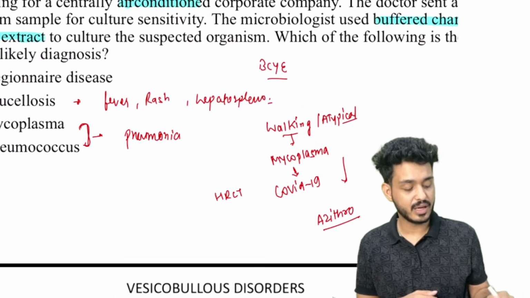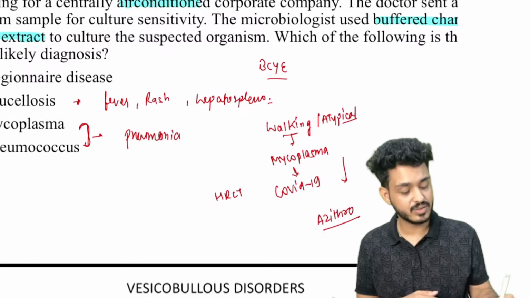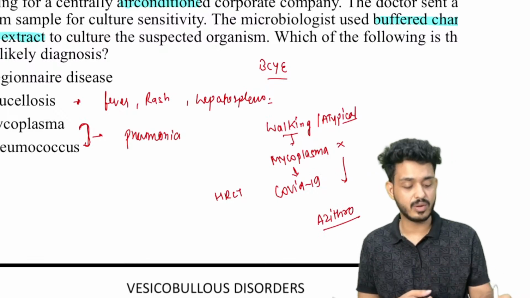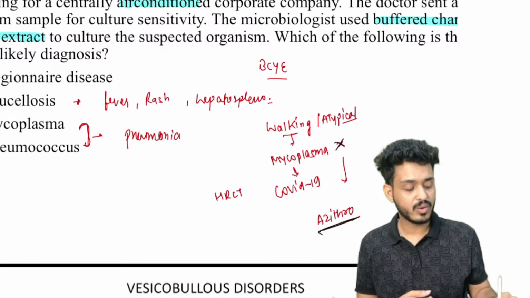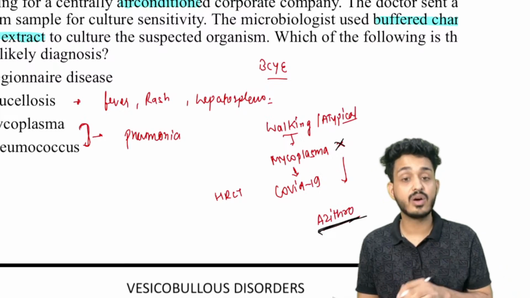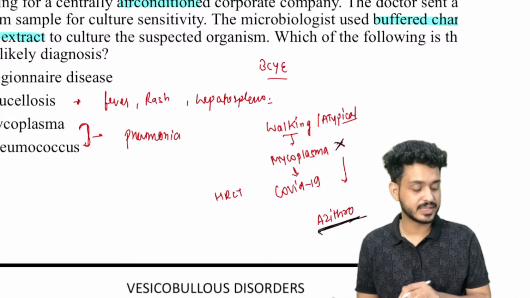Why are we not giving amoxicillin, why are we not giving ceftriaxone? Because this mycoplasma does not have a cell wall, so we are using the drug macrolide, okay. This is a macrolide. In COVID-19 also we use a macrolide, that is azithromycin.